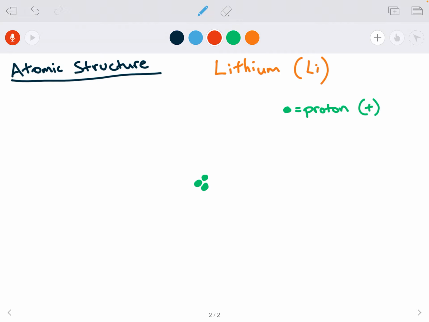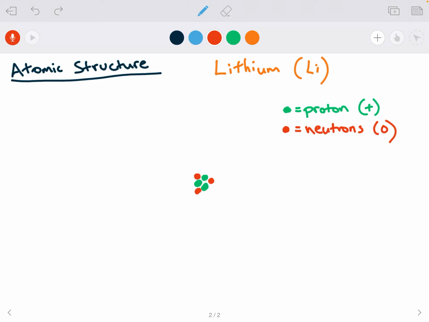Next to those protons are going to be 3 red circles. And these red circles are neutrons. Neutrons have no charge to them. So neutral charge, that's the way to remember it. Neutron, neutral charge. Neutrons and protons both have equal mass to each other. So they're basically the same size. Just a proton's a positive charge, a neutron has no charge.